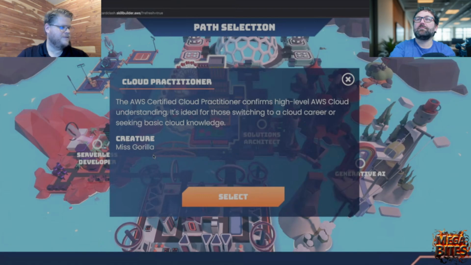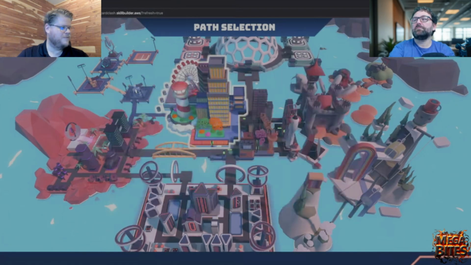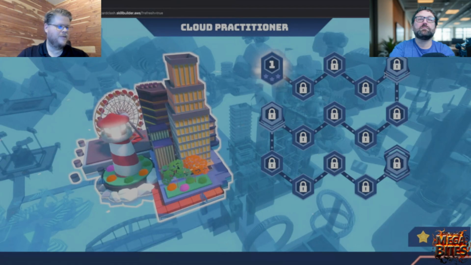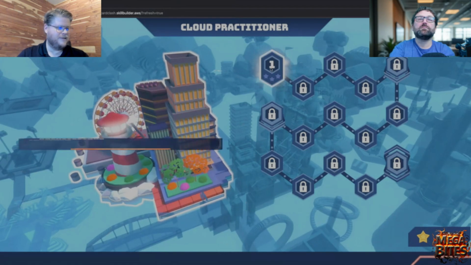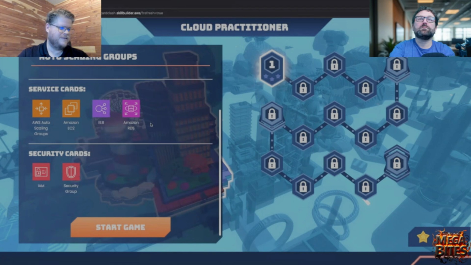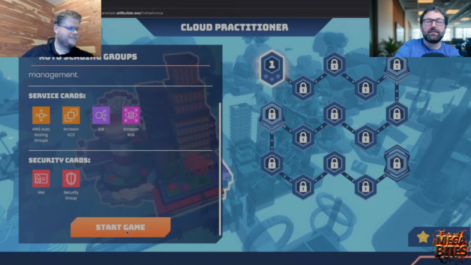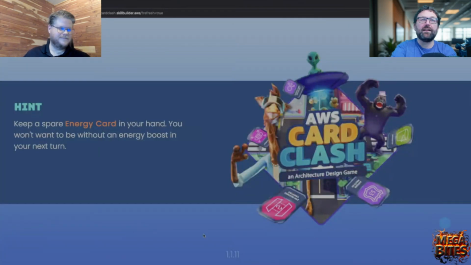All right, so we have different levels here, just like a game. So we can start with this first level. You can see we're going to be working with auto-scaling, EC2, the elastic load balancer, RDS. Let's see what happens here. Hint: keep a spare energy card in your hand. So what's an energy card?